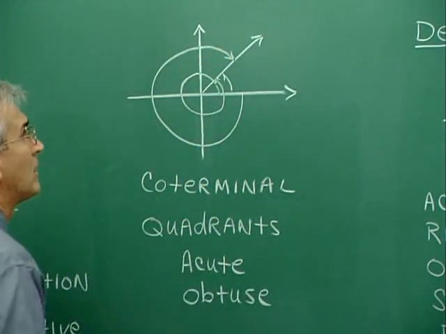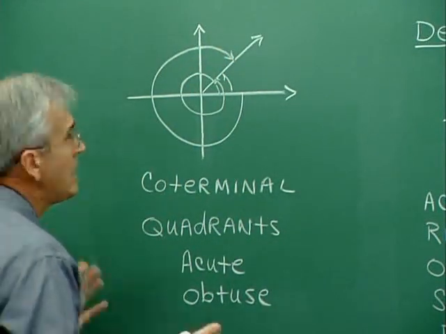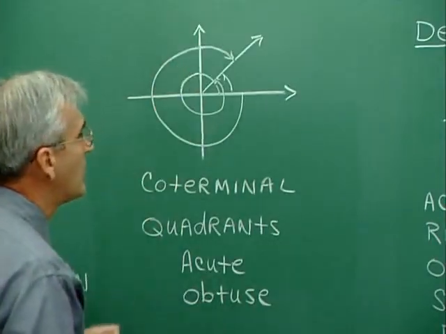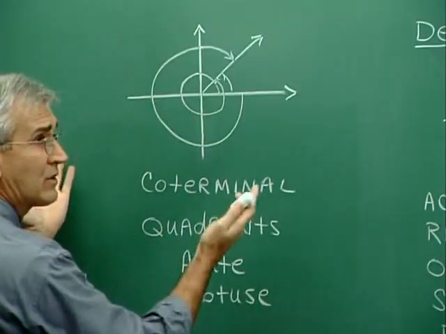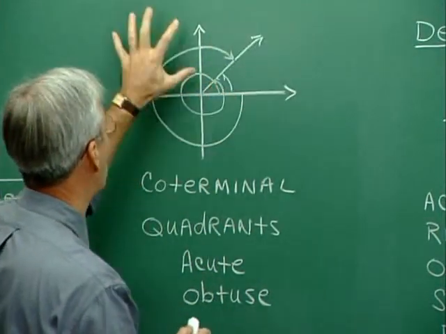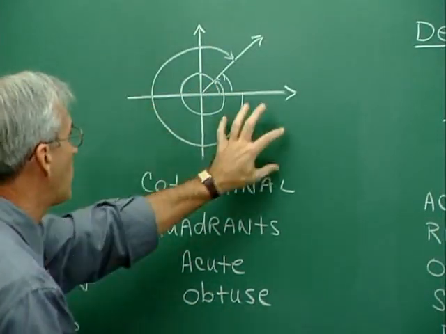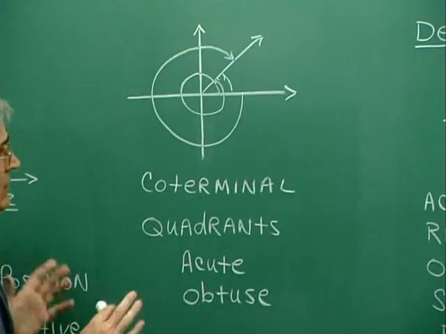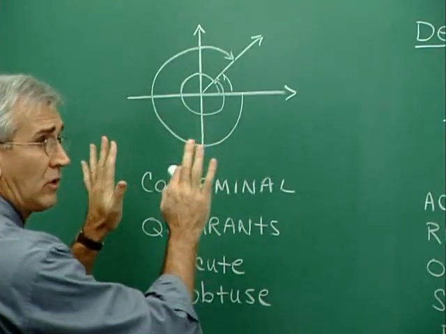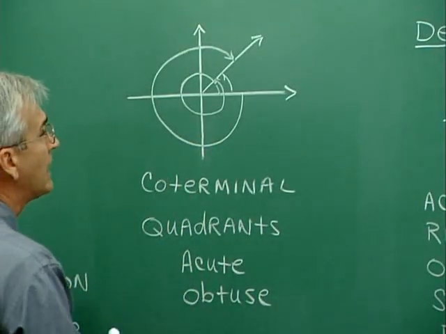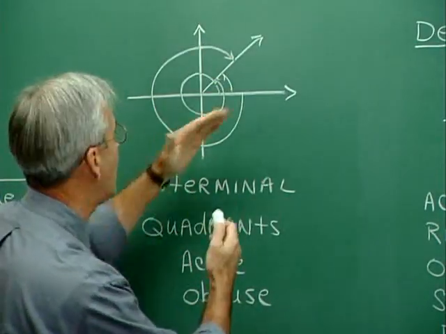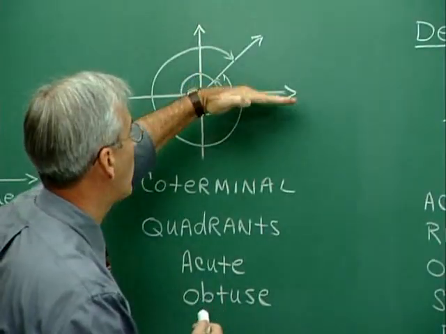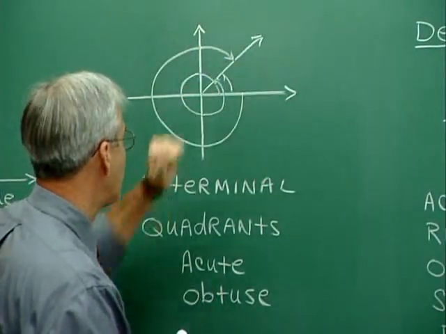So coterminal angles. Now we know that our coordinate plane is subdivided into four quadrants due to the x and y axes. That we have quadrant 1 here, quadrant 2, quadrant 3, quadrant 4. And it turns out that we can label angles according to the quadrants that they fall in. And if an angle falls into, or the terminal side happens to appear in our first quadrant, then the angle is said to be acute.